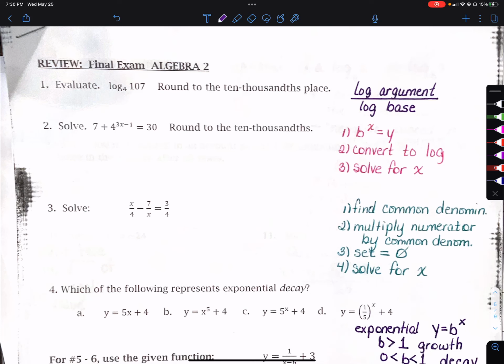Hi everyone, let's go ahead and get started on this review. You will find that I put some notes off to the side. You are allowed to make a note card for this test. Just make sure that there are no actual worked out examples on the note card.